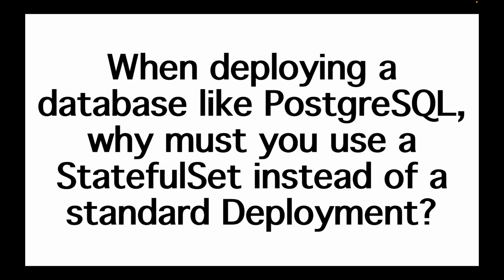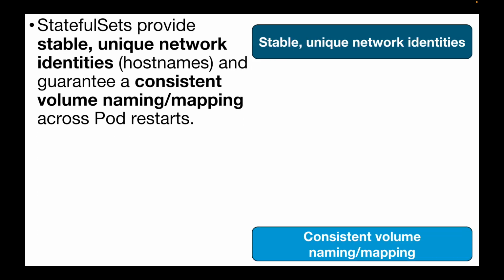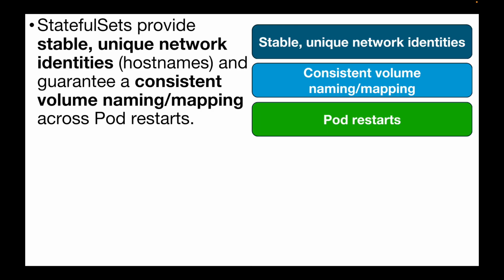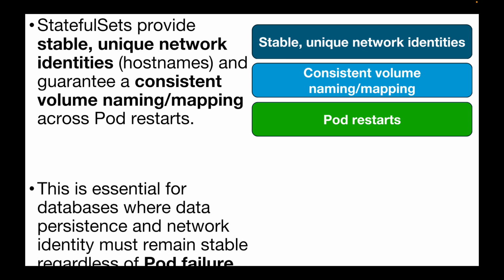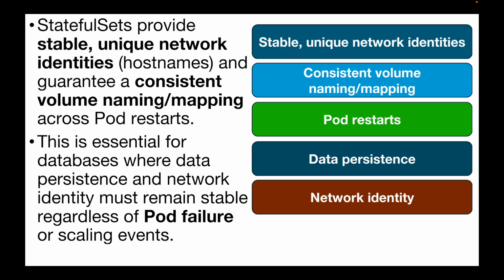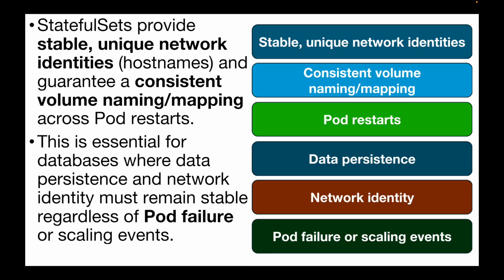The next question we have is, when deploying a database like PostgreSQL, why must you use a StatefulSet instead of a standard deployment? So a StatefulSet provides stable, unique network identities like your host names, and this guarantees a consistent volume naming or mapping across your pod restarts. Now, this is very essential for databases where data persistence and network identity must remain stable regardless of pod failures or scaling events. So deployments do not provide that, that's where we make use of your StatefulSet. So whenever you need that consistency with your volume naming or mapping, even if there is a pod restart, then we can make use of StatefulSets.